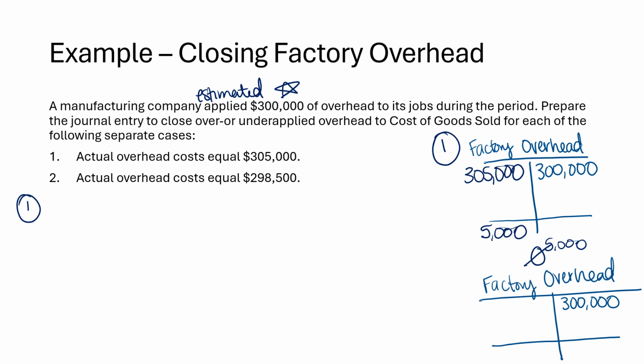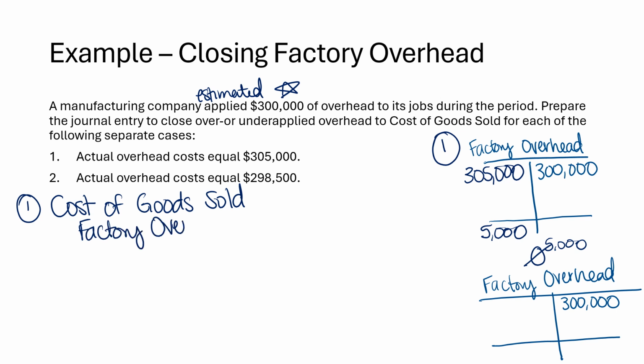The other account that we use in this journal entry is cost of goods sold. So we would debit cost of goods sold since we have to credit the overhead. So debit cost of goods sold and credit factory overhead for the $5,000 to zero out that account. So that is an example of when actual is greater than applied.